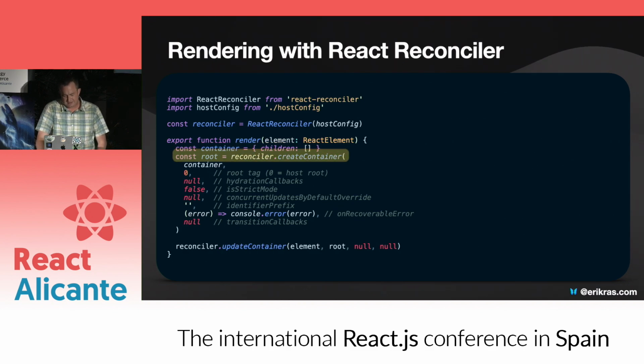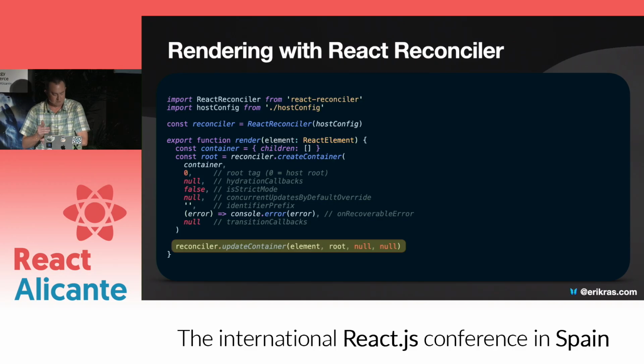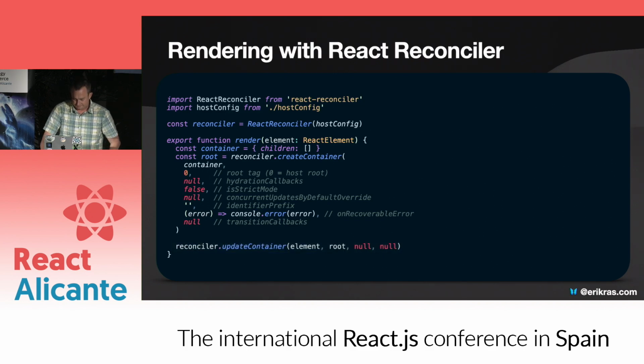And then we do this sort of scary thing of creating a root given our reconciler and our container. And then we call update container. And this is going to mutate what's inside our container. And all that other stuff is for the craziness of React that you probably won't need if you're doing your own custom renderer, like strict mode and concurrent and so on.